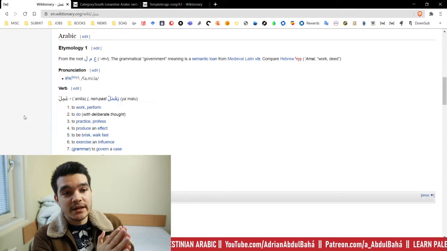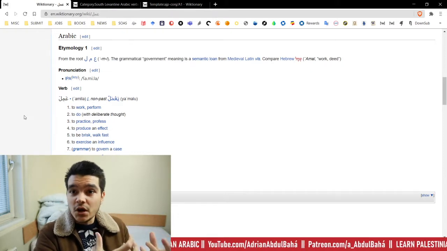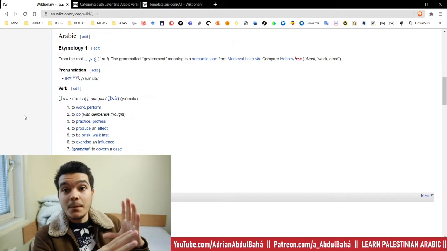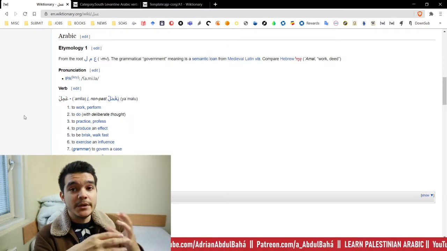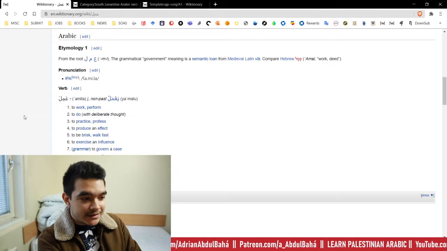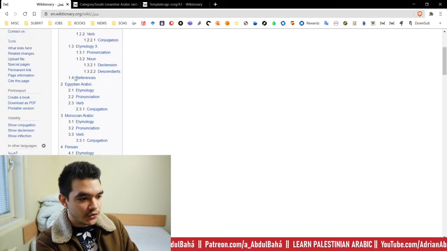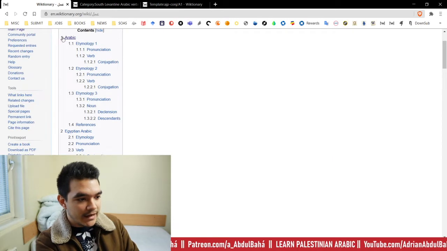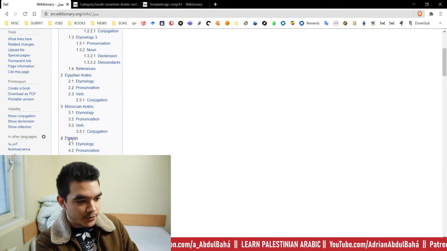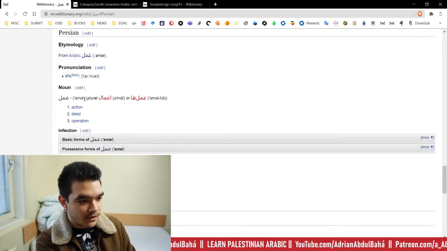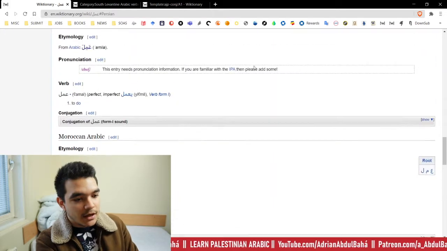Or does it mean all of these things in Ammiya? You don't necessarily know, right? Because this applies only for Fusha. It might apply in some ways to Ammiya, but you don't know exactly how. So that's the issue with it. And of course, the nice thing is that the main sections are for the different languages. So you have Arabic, you also have Persian, because this word could also exist in Persian, in which case it's amal, I guess, or Farsi.